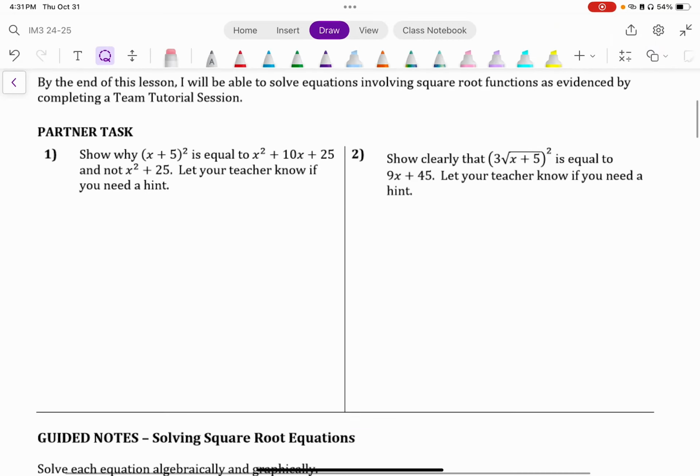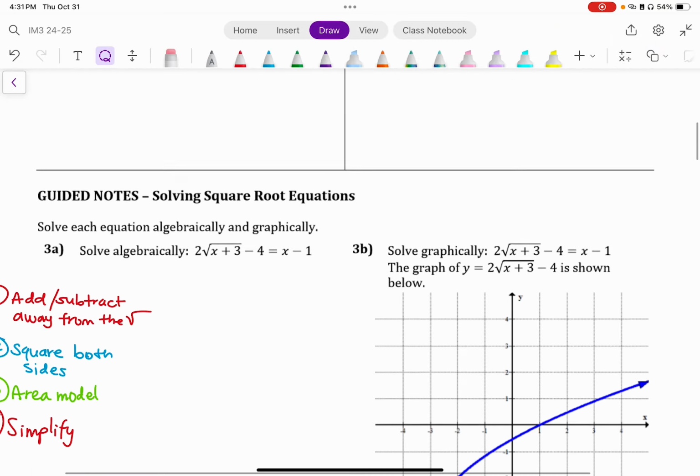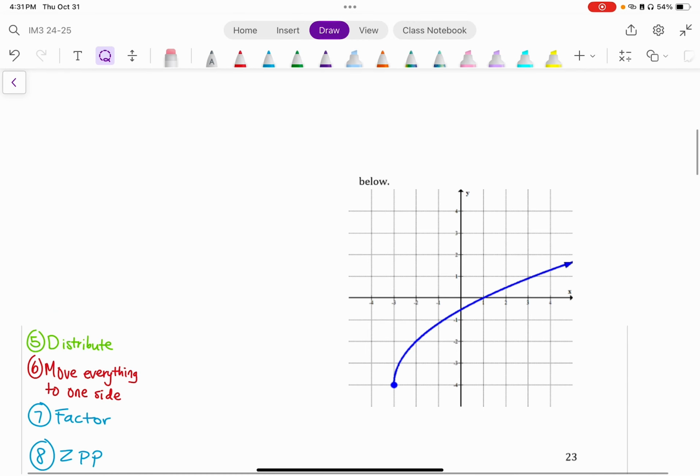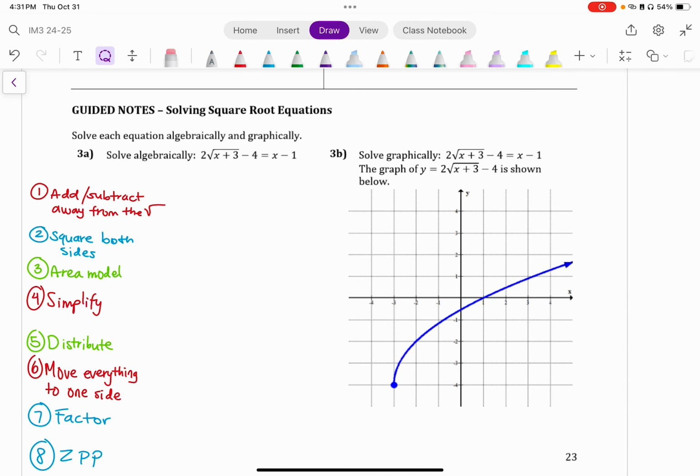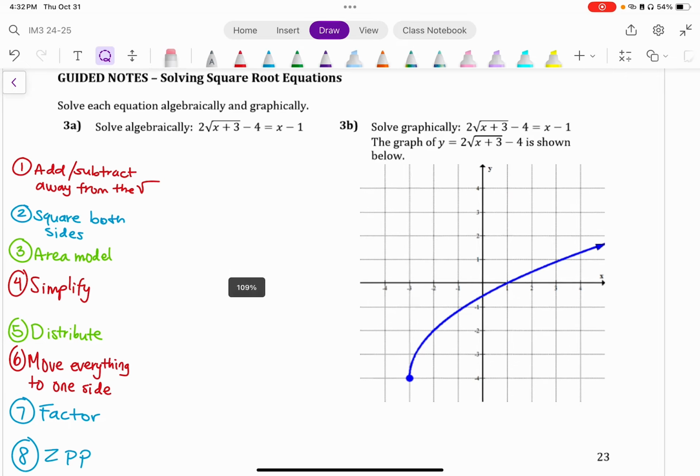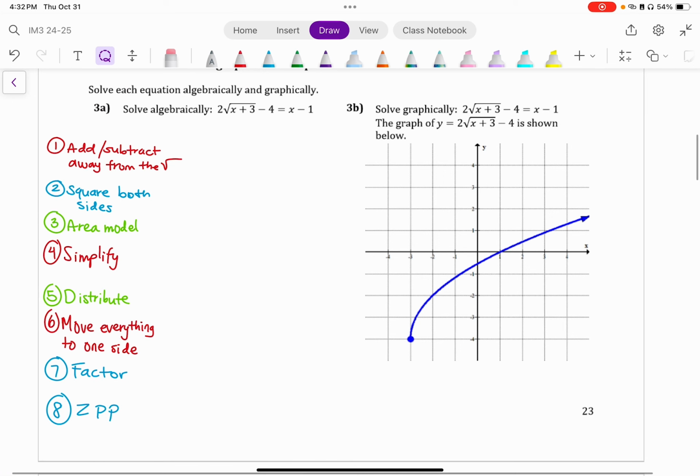So this is a short video to go over some of the guided notes from section 305, starting with solving square root functions. We have this problem here. Now I'm going to pause the video here and copy down these notes for free, but this is what you're going to use as a guide to solve the problems.